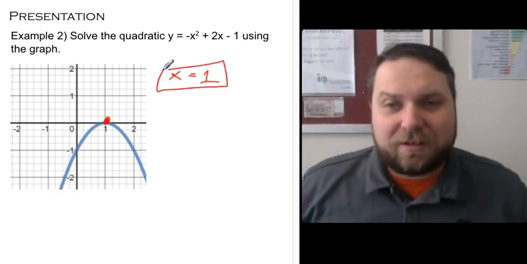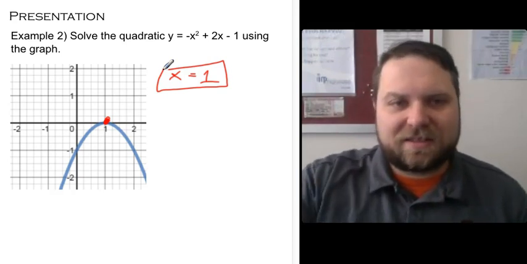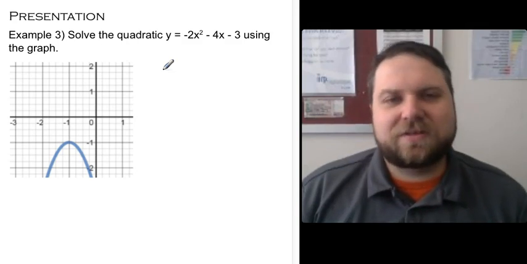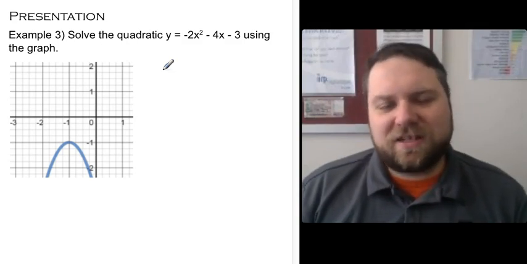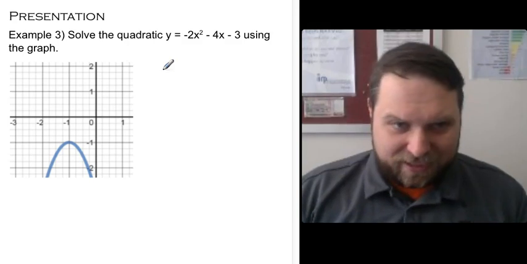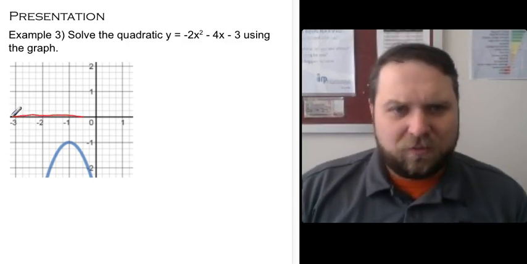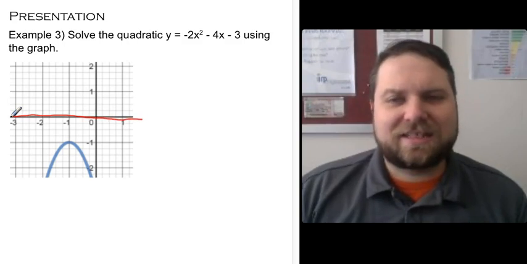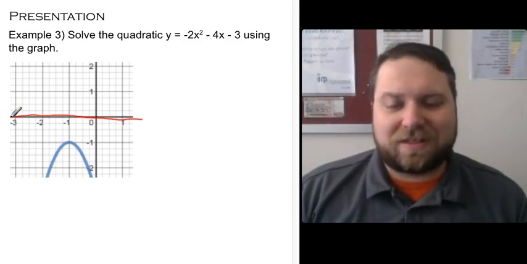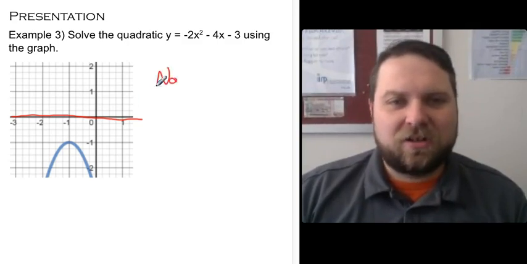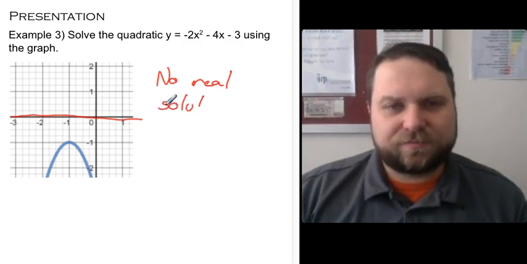That's it, we're done. Let's look at another example, example 3. Solve the quadratic y equals -2x squared minus 4x minus 3 using the graph. So we want the x-intercepts, the roots, the solutions, the zeros. We want where it crosses the x-axis, and it doesn't. So when this happens, we say there are no real solutions.